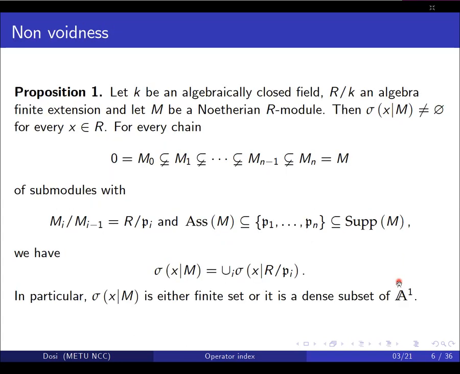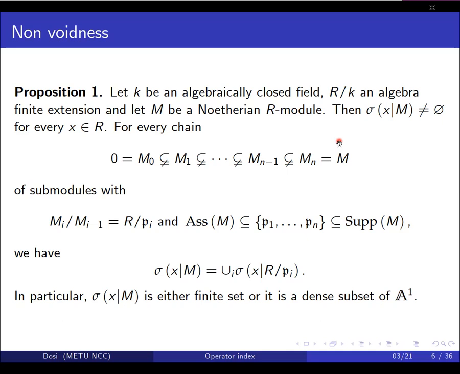Okay, look, that's a case when spectrum is non-empty. And somehow we can calculate spectrum and index, both of them. So we're going to fix an algebraically closed field K. R is an algebra of finite type, an affine algebra extension, well, meaning just a finitely generated algebra over K. And M is a Noetherian R module, so every submodule of M is a finitely generated R module.